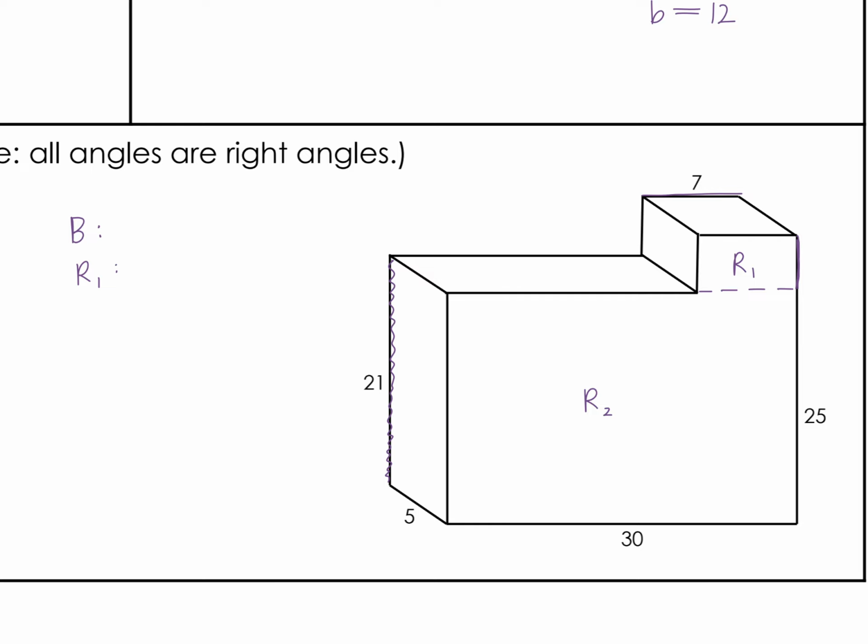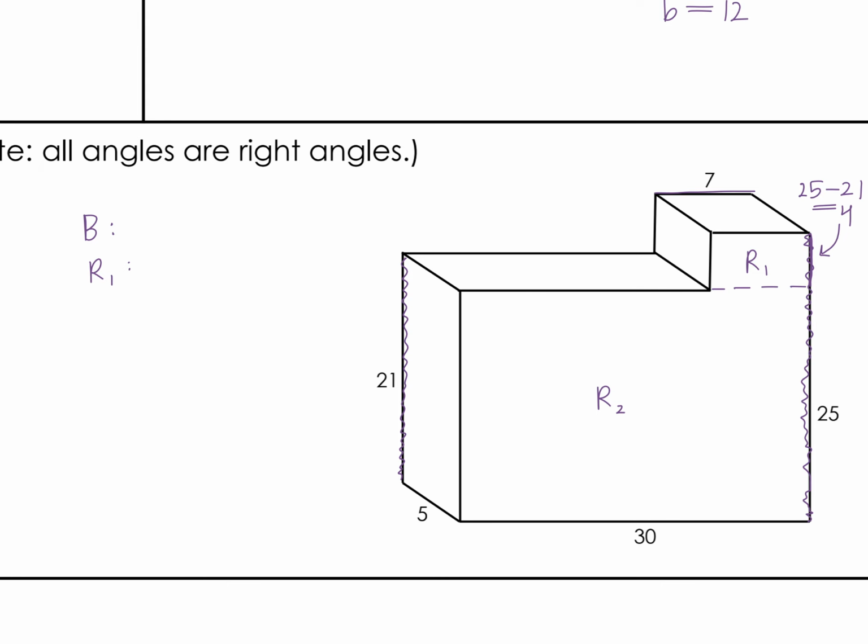And then them telling me that this whole thing over here is going to be 25. So I'm trying to draw a little squiggly so you can see which lines. So in order to find what I need here, I'm just going to take that 25 minus 21, and that's going to leave me with 4. So the area of that rectangle 1 is just going to be 7 times 4 to give me 28.